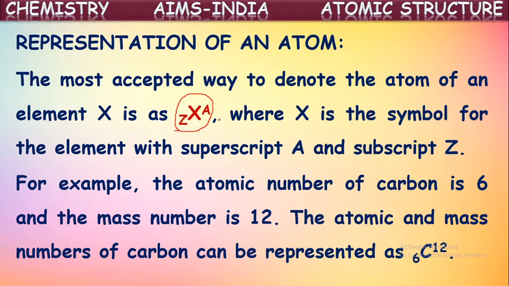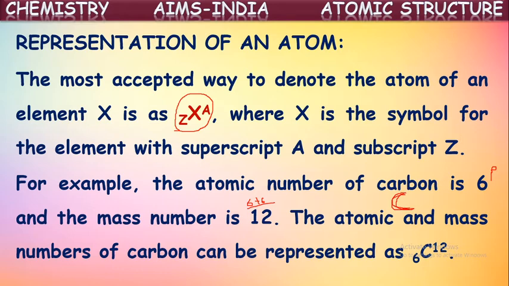For example, the atomic number of carbon is 6 and its mass number is 12. That means it has 6 protons and 6 neutrons in the nucleus. So the number of protons plus neutrons is its mass number. So its mass number is equal to 12, and its atomic number is 6. And its symbol, as we know, is C.